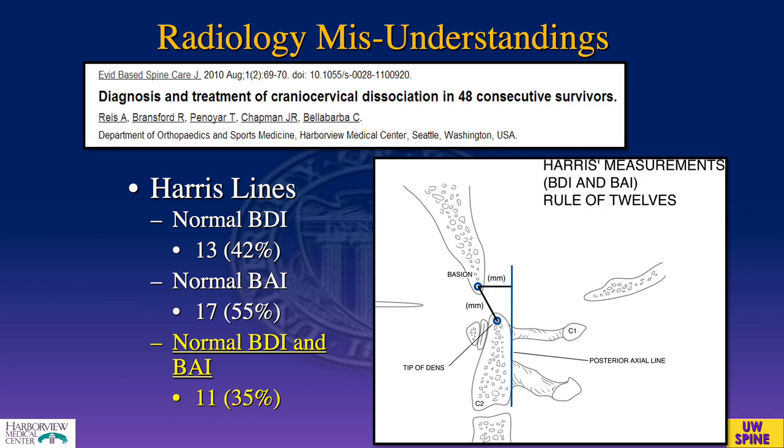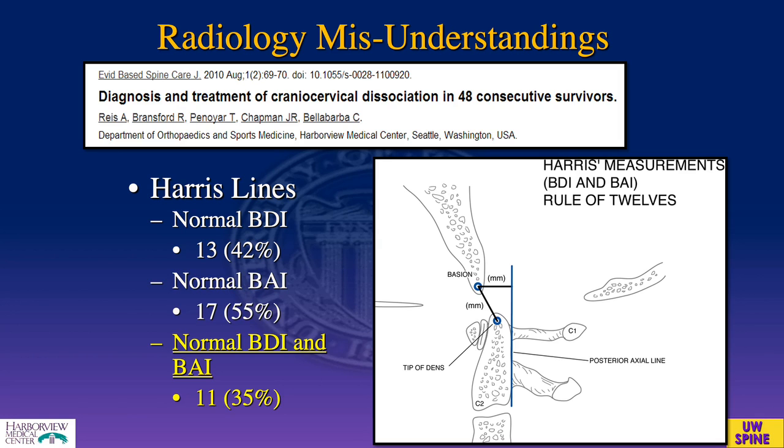Now, why is this happening? Well, here's a study we published back in 2010, and essentially what our radiologists in the emergency department are looking for, one of the main things we're looking at, is Harris lines. And we're looking for a normal Basion-Dens interval. We're looking for a normal BAI.